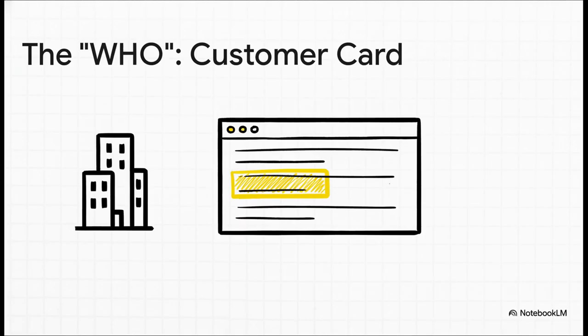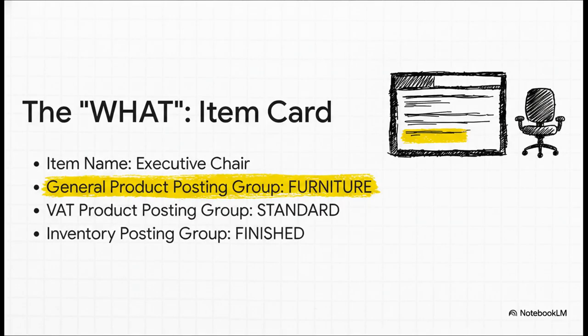Now on their customer card, we've set them up with the Domestic General Business Posting Group. That's our who. Right there, the system has learned a critical piece of information it's going to use in just a minute. And next up, the what. Example Corp wants to buy an executive chair. So on the item card for that chair, we've set the General Product Posting Group to furniture. And boom, the system now has the second piece of our puzzle.